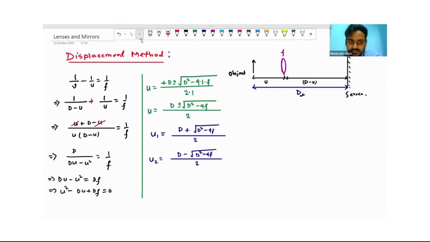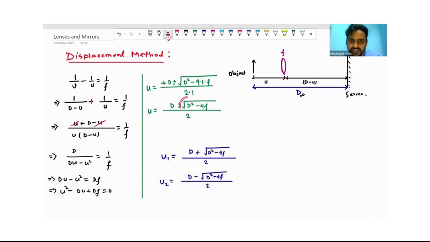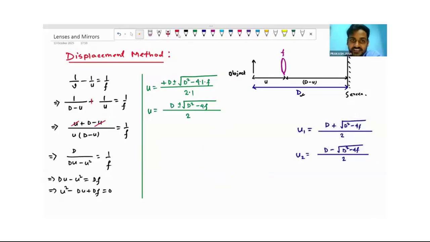But before that, we have to consider whether the term within this square root is positive or negative. If this term is negative, then u will become imaginary. So there is no possible position of the lens for which we will get an image on the screen, isn't it? So before that, let us discuss two or three cases.